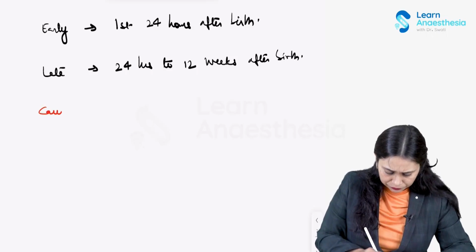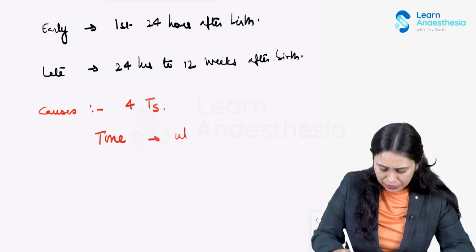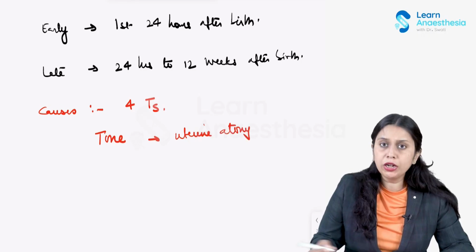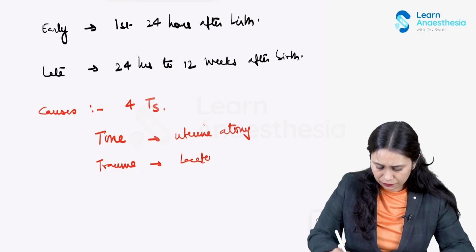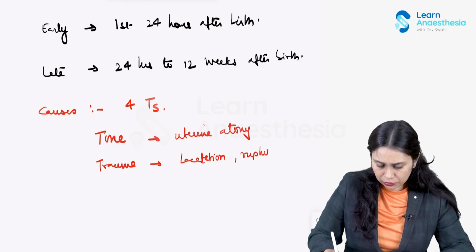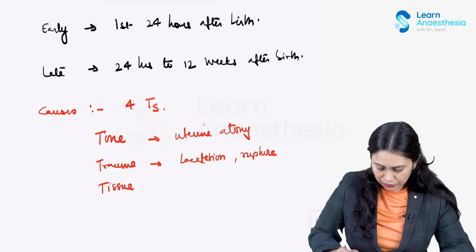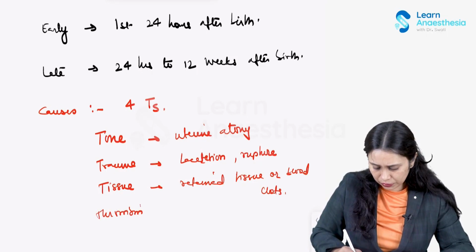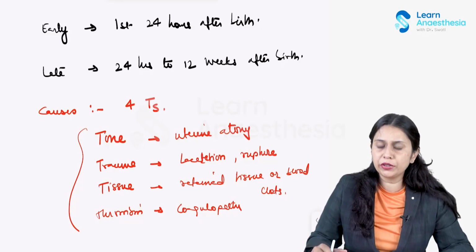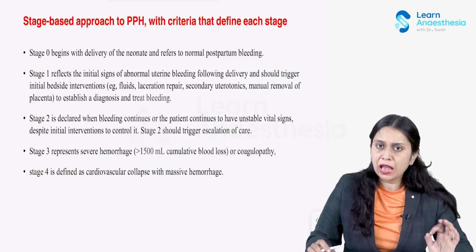So coming on to the causes, as I said, we need to remember it by the 4 T's. T for tone, that is the patient has uterine atony, the uterus has not contracted properly. Then trauma, trauma means laceration or rupture. Then tissue, that is retained tissue or blood clot. And thrombin, that is coagulopathy. So these are the 4 T's of postpartum hemorrhage, and it's a medical emergency, right, and needs to be managed immediately.